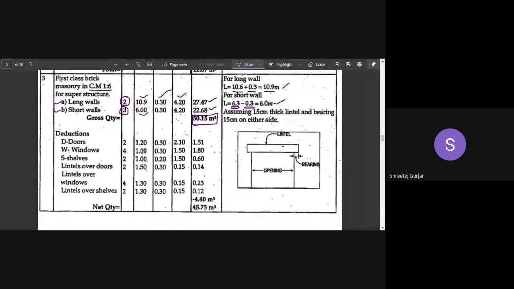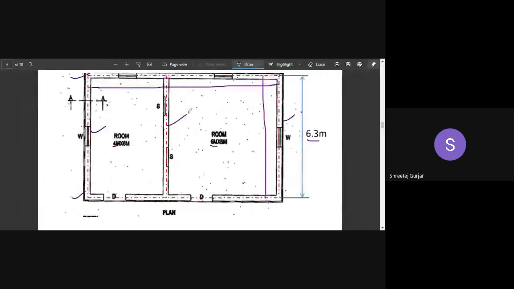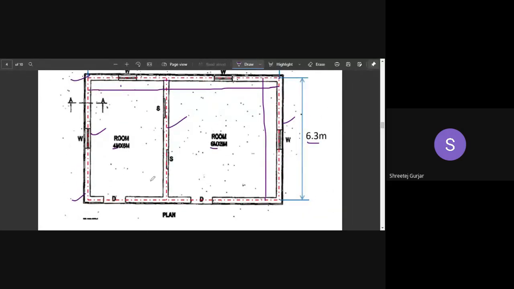But as you can see in your plan, we have a certain number of openings. We have two doors, and how many windows? 1, 2, 3, 4. We have 4 windows. And we have 2 shelves. So in the doors, windows and shelves, the brickwork has to be deducted. There will be no brickwork here. This will be an opening. So here we have to deduct our brickwork.